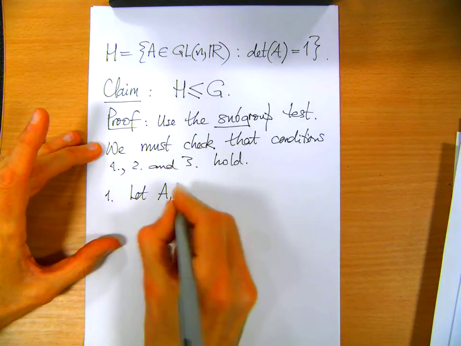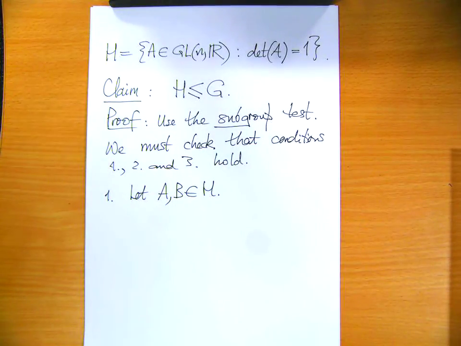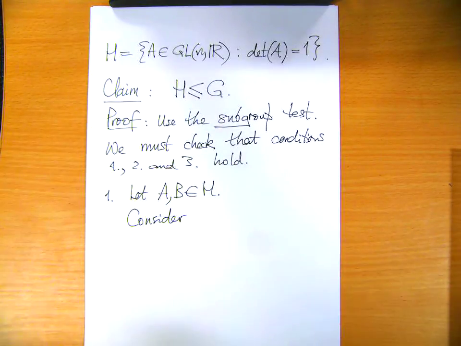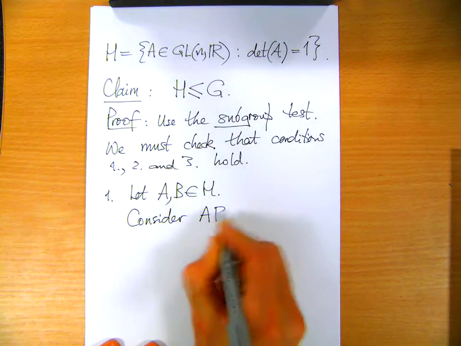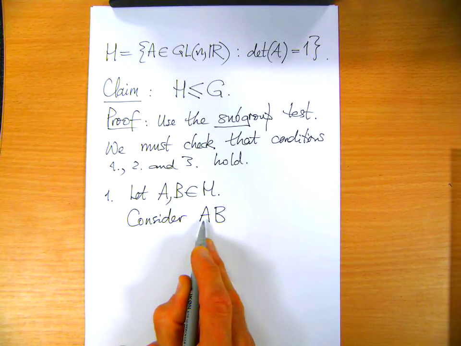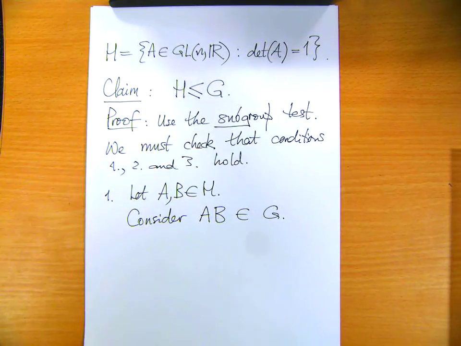So let A and B be in H. And I want to look at AB. I'm writing this out in a fair amount of detail. As you get a bit more practice with these things, you could perhaps miss out one or two of the lines, but if in doubt, put the lines in, is my advice. So I'm going to consider AB. Well, I can certainly multiply these two matrices together, and that's going to be an element of big G. What I want to do is to show that this is actually an element of big H.